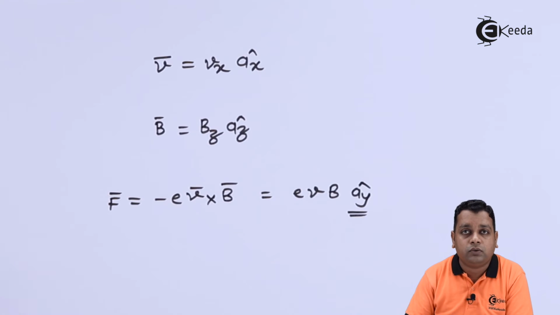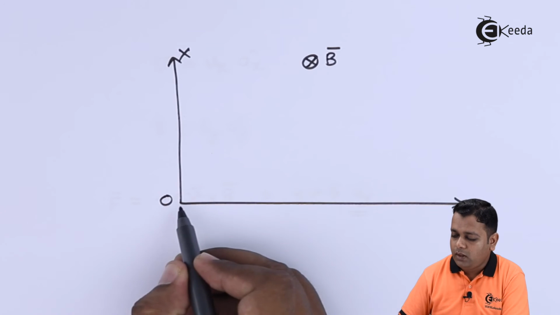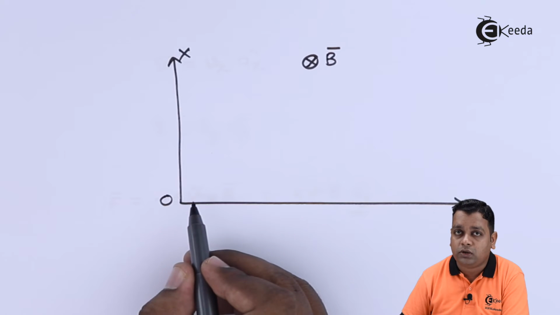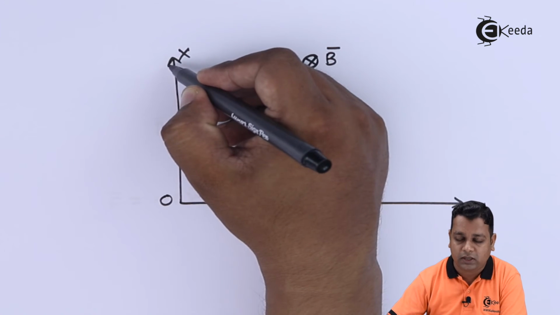Now this particular force will actually produce a circular motion. It won't affect the speed of the moving electron, but it will always deflect it in the direction of y in a constant fashion. So if you take the help of the diagram, at the origin, we have taken the velocity of the electron in the x direction. So initially it will be directed in this particular direction.